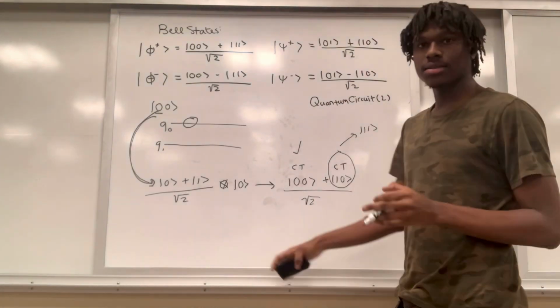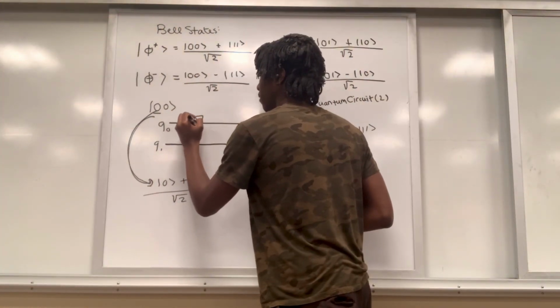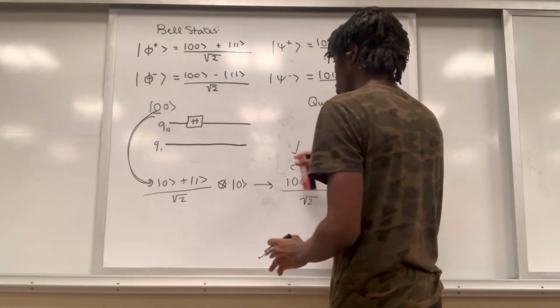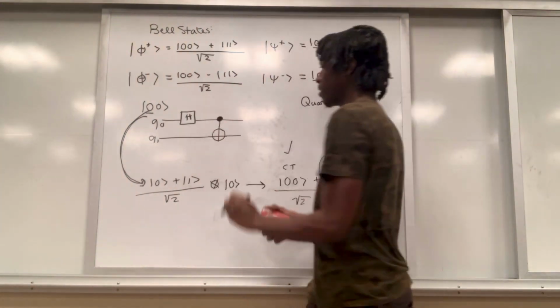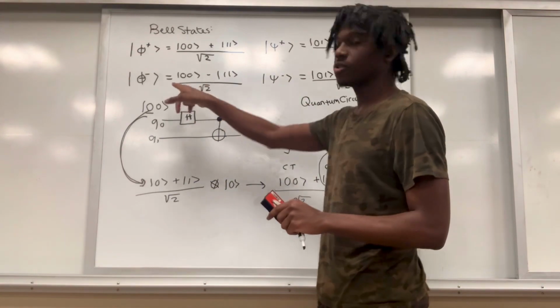Let's look at this circuit in Qiskit itself. This is the H. Okay, we apply the H to it. So we got this qubit here to this. Then we're going to apply our C0 gate. That's it. So that's the first state done. So let's do this one. Let's do phi minus now.